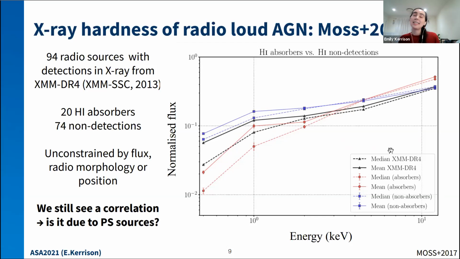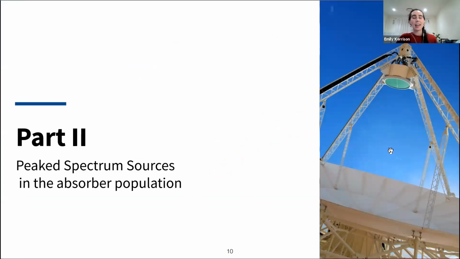But because this sample was compiled from the literature, it is possible that it inherited some sort of selection effects or biases from all the surveys that came before. And so that's really where my work comes in here. I've been trying to work out the proportions of peak spectrum sources in historic samples like this and trying to work out if it's really due to them that we're seeing this correlation between H1 and X-ray absorption, or whether it's a characteristic of the broader radio population.